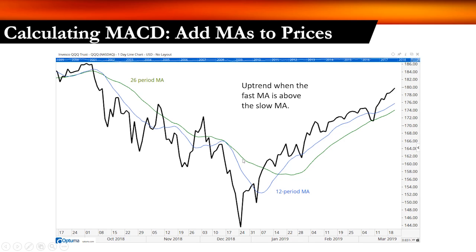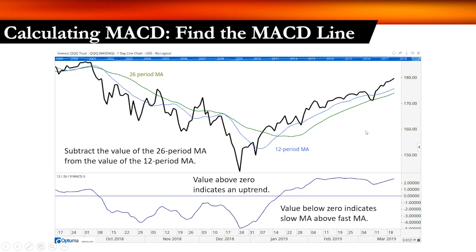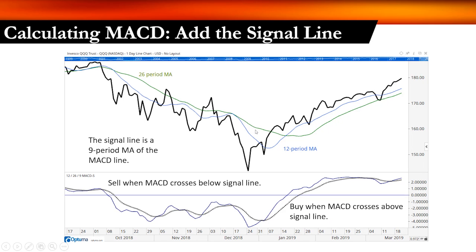So on the left side of the chart here, we see a downtrend, and on the right side, we see an uptrend. The next step is to find the MACD line. That's the difference between the two moving averages. So we're going to subtract the value of the 26 period from the value of the 12 period, and what we see here is that values above 0 indicate an uptrend, and below 0 we have a downtrend. The line is the difference between the two MAs.